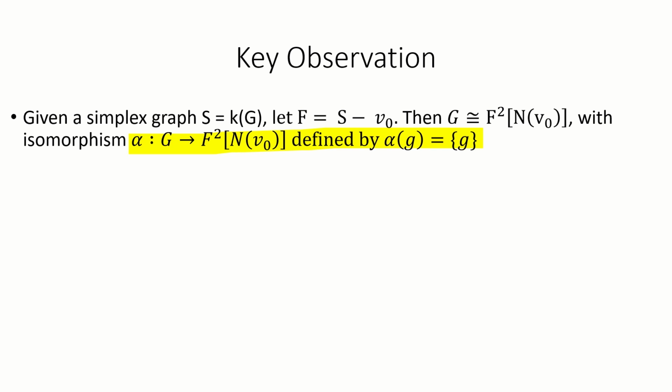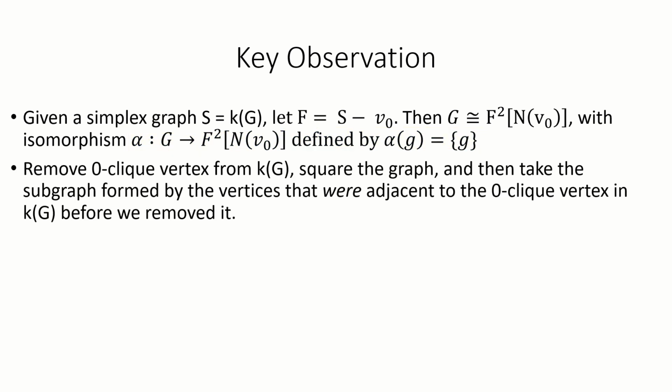Recall that raising a graph to the second power means that we make all vertices at distance less than or equal to 2 adjacent. What this means is that we can remove the zero clique vertex from the simplex graph K of G, square what remains of that simplex graph, and then look at just the subgraph formed by the vertices that were once adjacent to the zero clique vertex. At that point, we would have recovered the structure of G, the original graph.